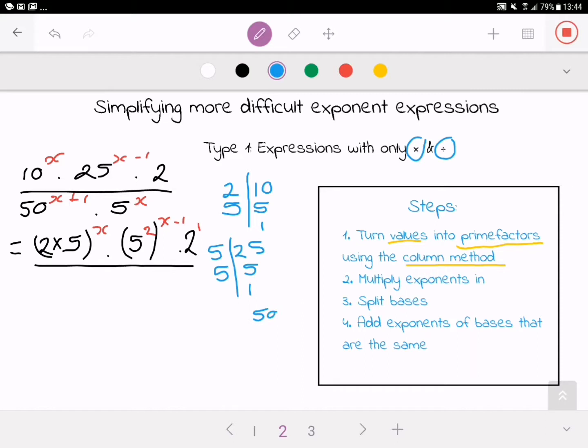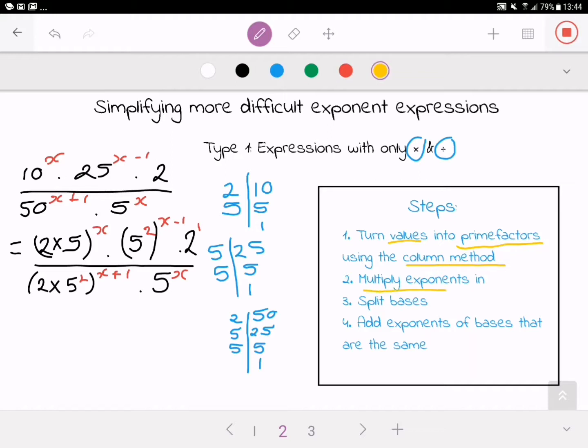Then we're going to take the value 50. The smallest value that can go into that is 2. So we're going to say 50 divided by 2 is 25. And then 25 divided by 5 is 5. And then 5 can divide by 5 once. So therefore, our prime factors would be 2 times 5 to the power of 2. And then for the last one, our 5 is already in its prime factor, so it would just be 5 to the power of x. And that was our first step.